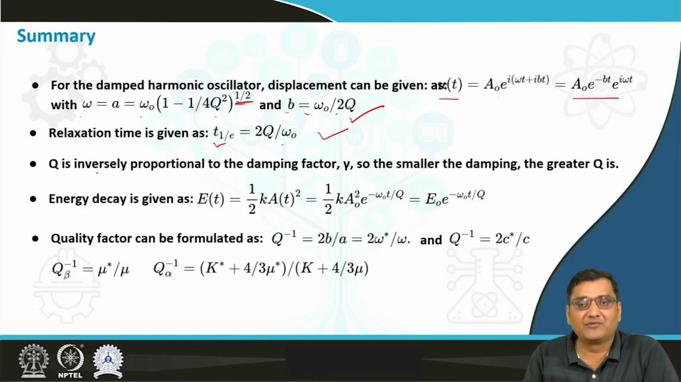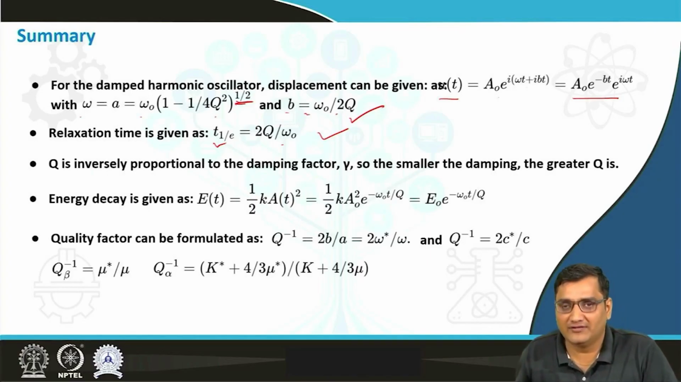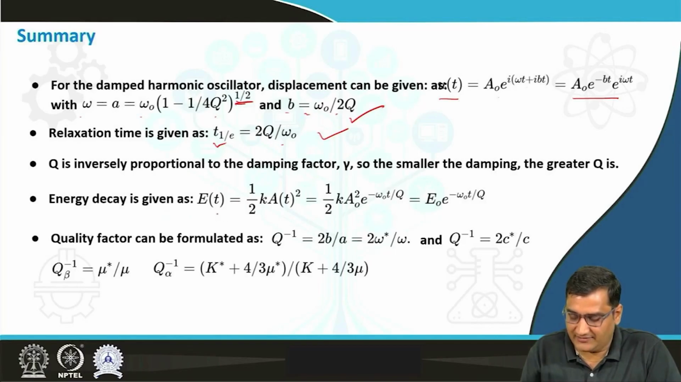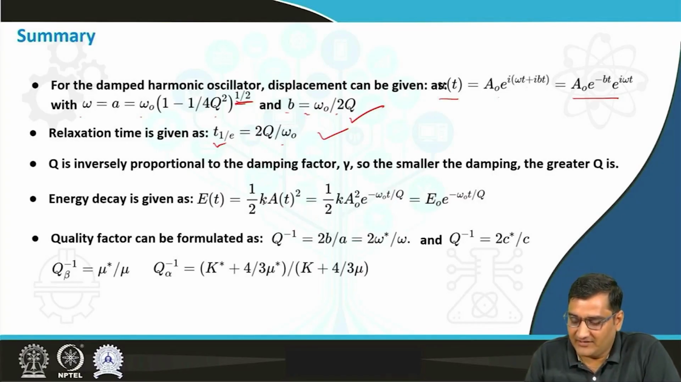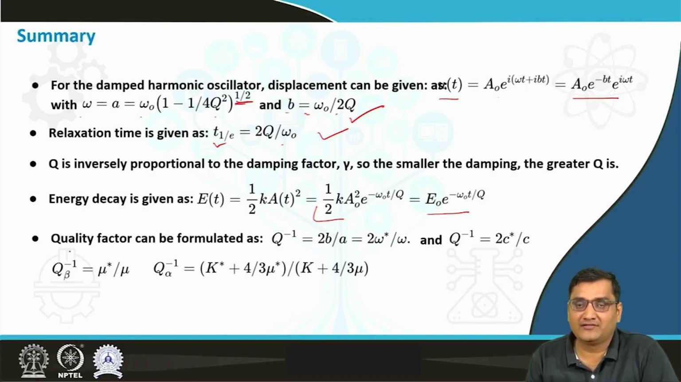Q is inversely proportional to the damping factor gamma. So the smaller the damping, the greater Q is. The energy decay is given as E(t) equal to 1 by 2 K A(t) square, where A(t) is the amplitude with respect to time and K is the spring constant. When we further expand it, it becomes half K A naught square e to the power minus omega naught t by Q, and that can be written as E naught e to the power minus omega t by Q. That means energy decays faster than the amplitude, or you can say twice as fast as the amplitude.